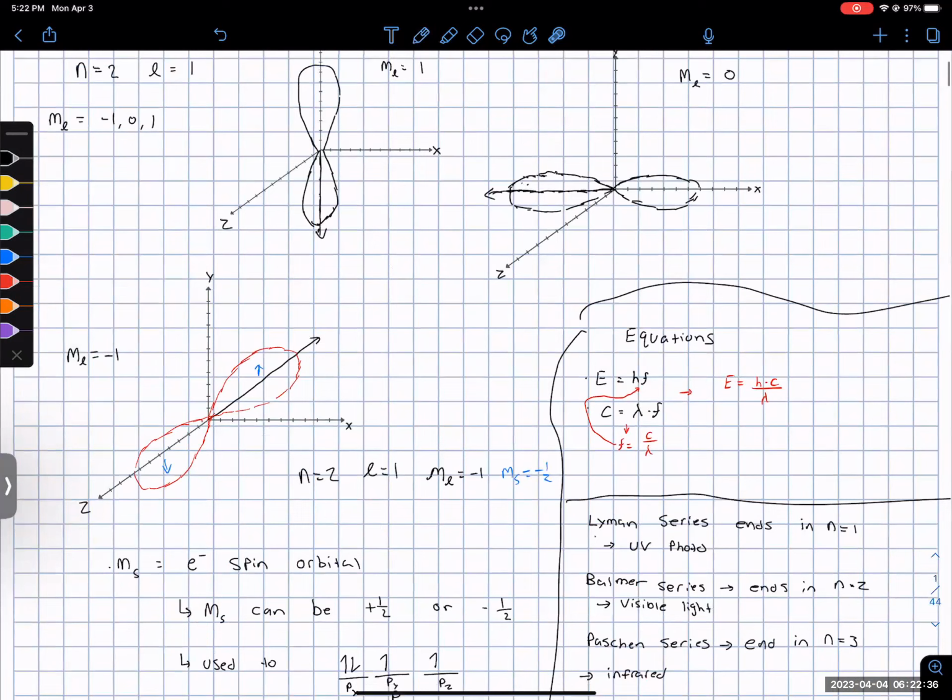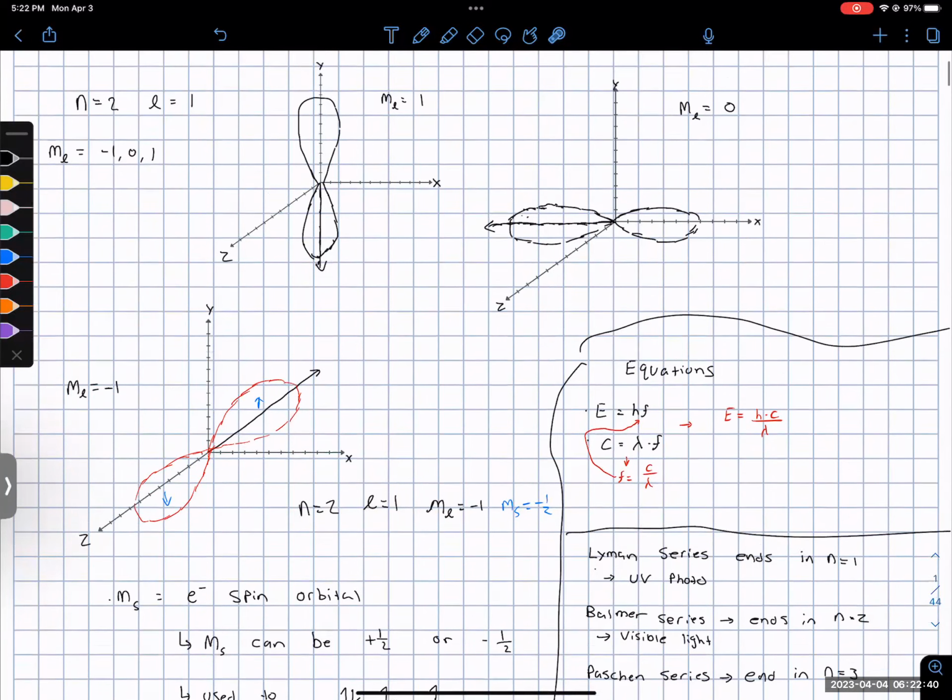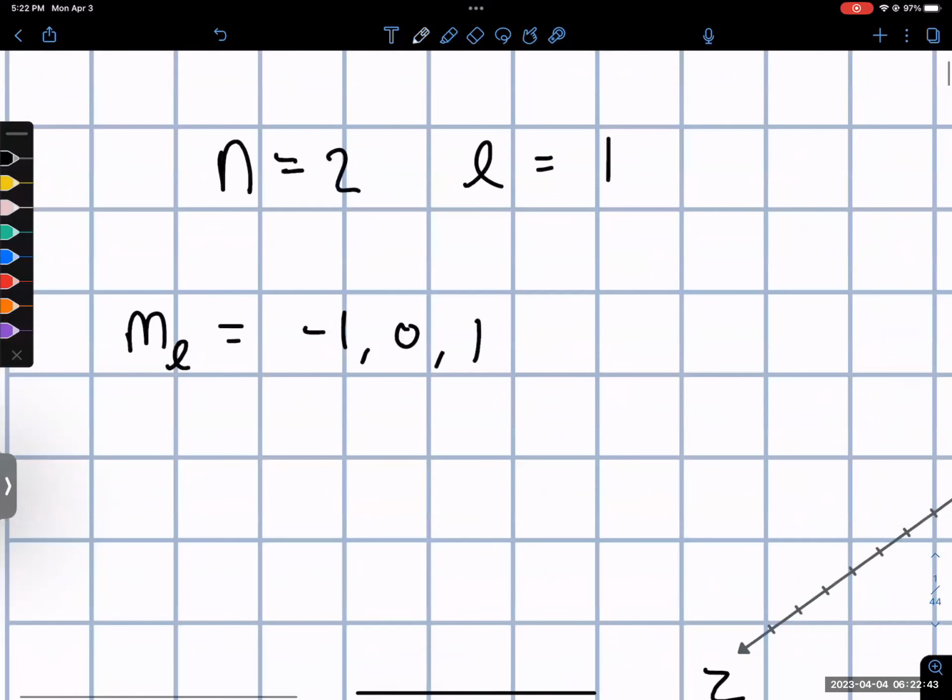So let me see if I can do that. Yes, so the rule for m sub l is -l all the way to +l. In this case, l is equal to 1, so the values for m sub l are -1, 0, and +1. And each of these numbers is an orbital orientation. When we talk about l equal to 1, what type of subshell did we say we were dealing with? Did someone say p? Yeah, I think I heard someone say p. So when l is equal to 1, we're talking about our p subshell.